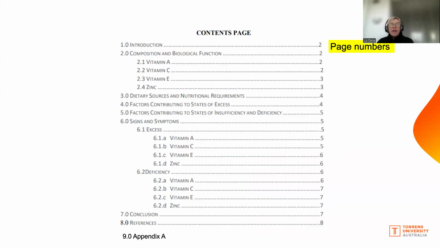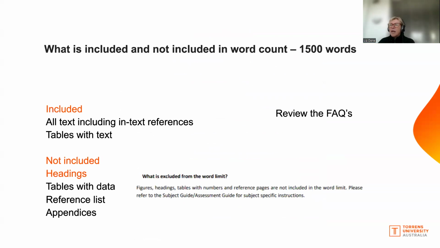As you'll see here, they've also put the page numbers, and this is where people often forget. It's like you're opening up a book, it has your table of contents, but it doesn't actually have page numbers. So it's important to include the page numbers. We've done a breakdown of what's included and what's not. If unsure of this, have a look at the frequently asked questions.